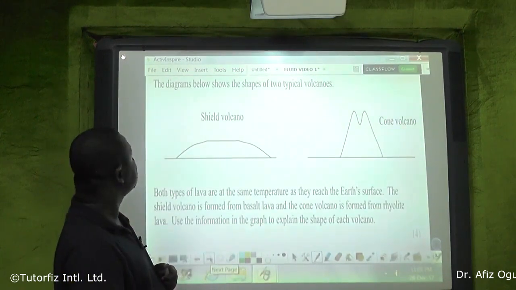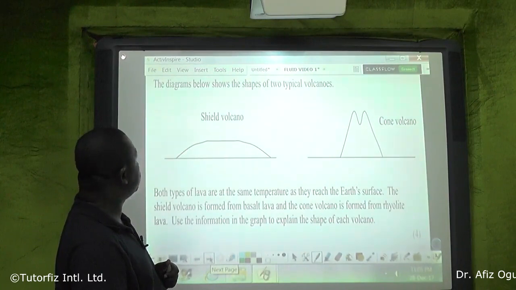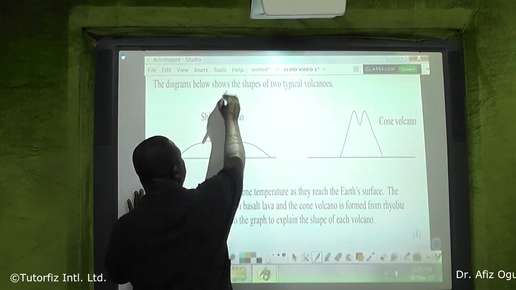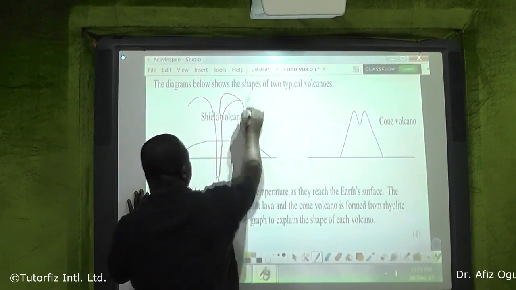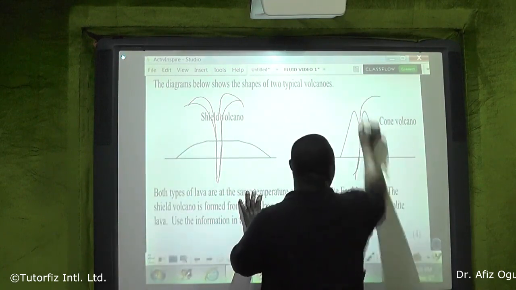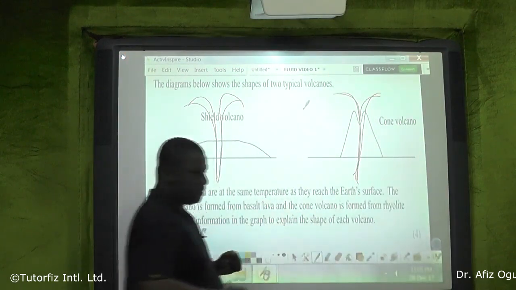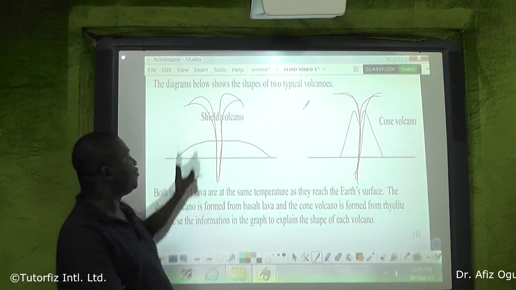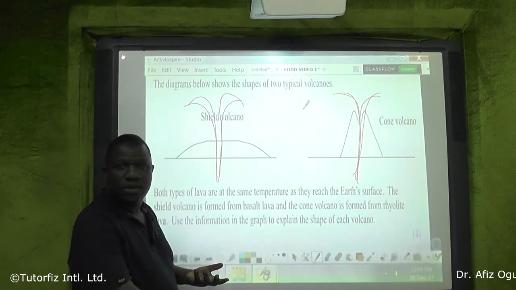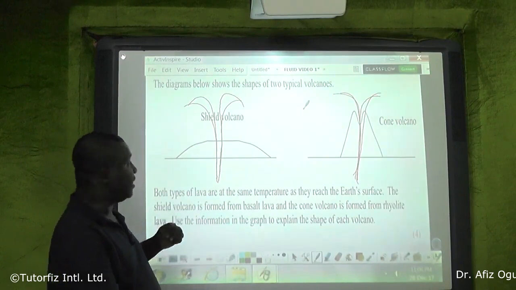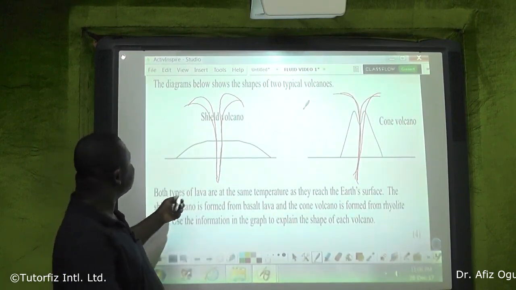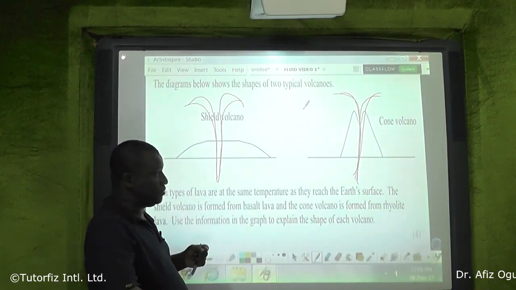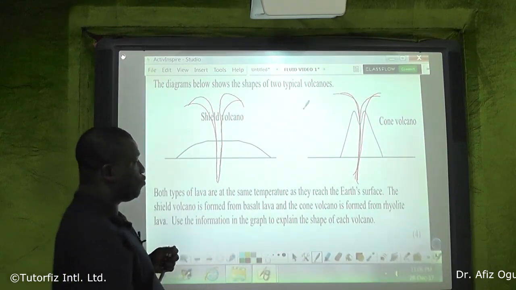But let's look at the question. The diagram below shows the shape of two typical volcanoes. Shield volcano. It has come out from the earth crust. Coming out from the earth crust, both of them, the lava. Of course, outside is cooler than inside, so as it becomes cool, it becomes more viscous. Don't forget that. That's from this diagram. Both types of lavas are at the same temperature as they reach the Earth's surface. Of course, they cool down to the temperature of the surrounding, we call room temperature here.